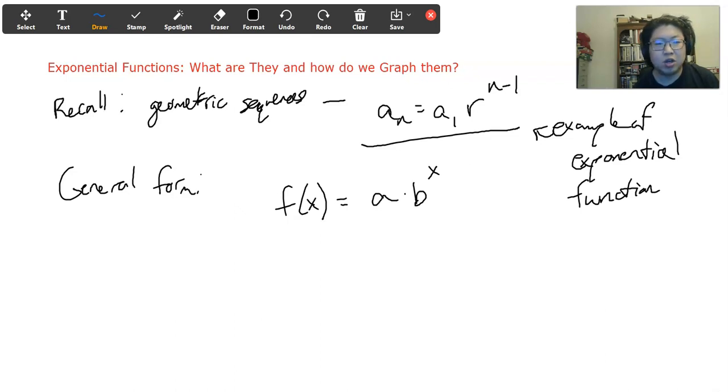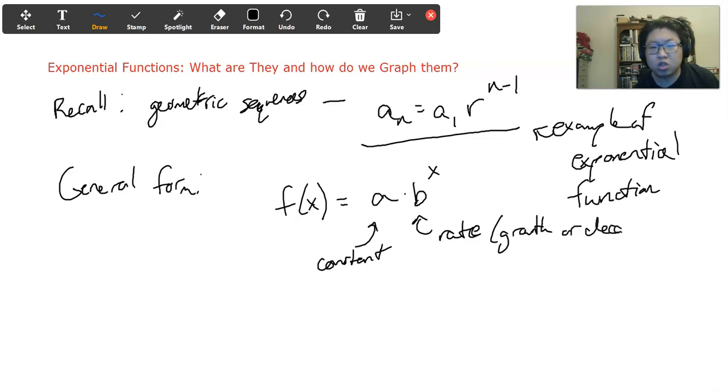So where a is a constant, b is also the rate, also considered as the rate, either growth or decay. And then this is your input, of course, and here's your output. So I'm labeling all the parts of the function just so you know what each part means going into it. All right. Now, why is this important?